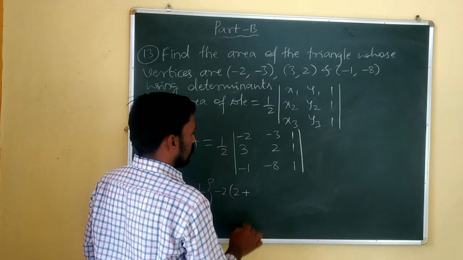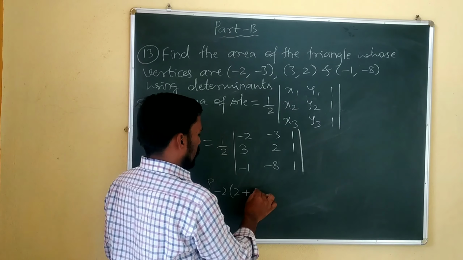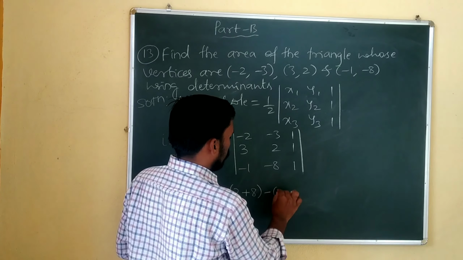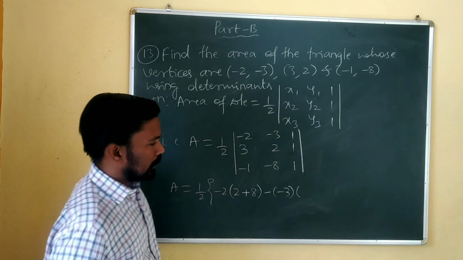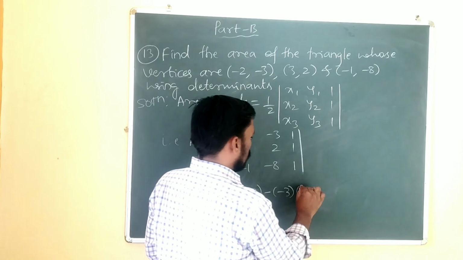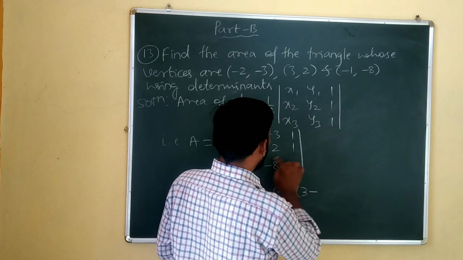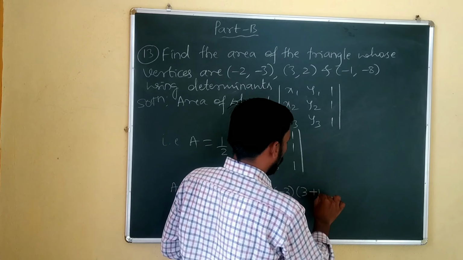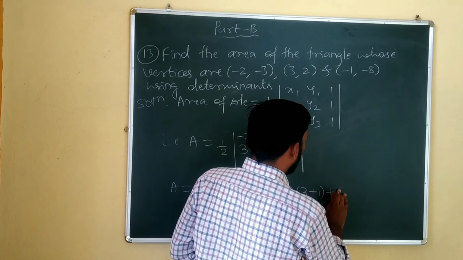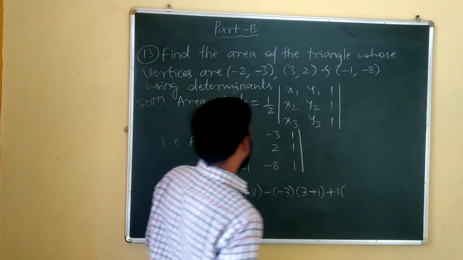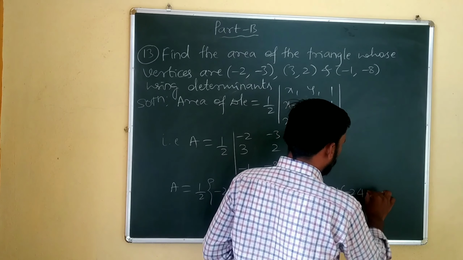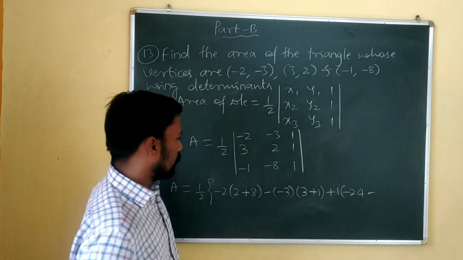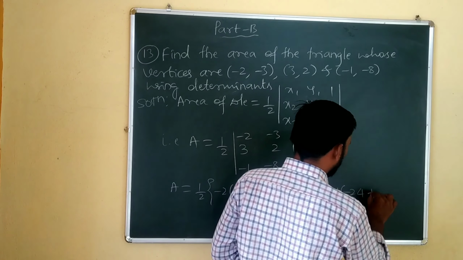Minus into minus plus 8. Minus of minus 3 into... Again leave the first row, second column: 3 into 1, 3. Minus into minus 1 into plus 1, which is minus 1. Plus 1 into 3 into minus 8, minus 24. Minus 2 into minus 1 is minus 2, minus into minus plus 2.